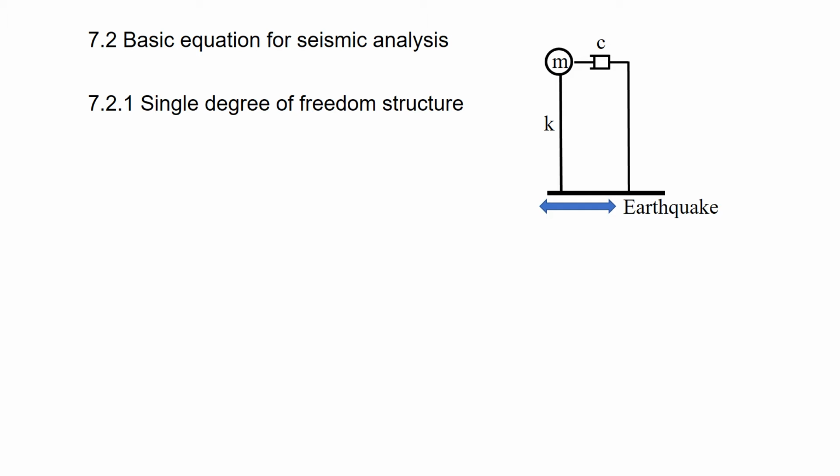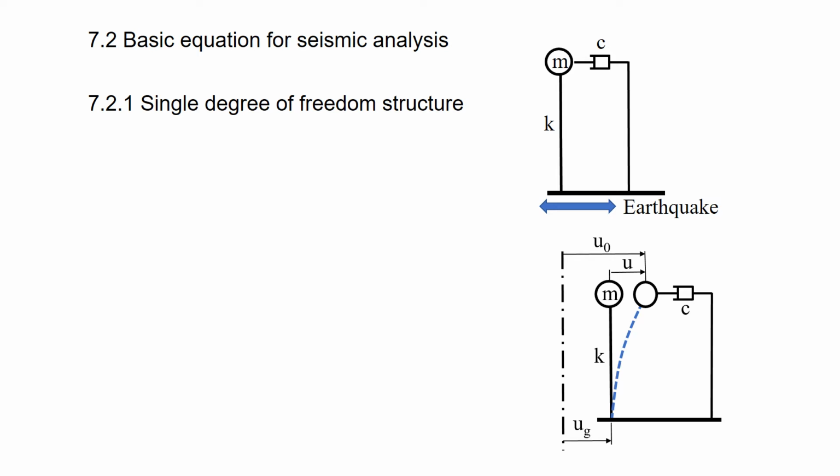7.2 Basic equation for seismic analysis. 7.2.1 Single degree of freedom structure. Seismic means earthquakes, which is the ground motions in the three directions: longitudinal, transverse, and vertical. Suppose a single degree of freedom model is subjected to the seismic motion.